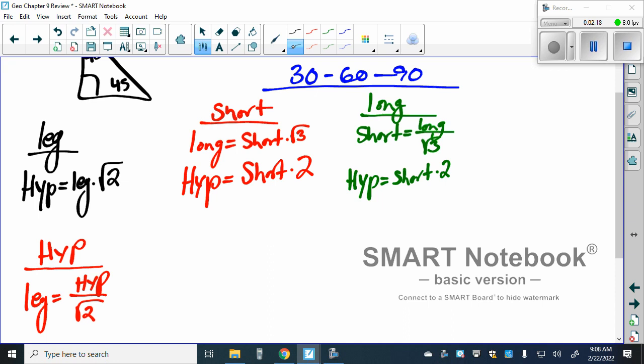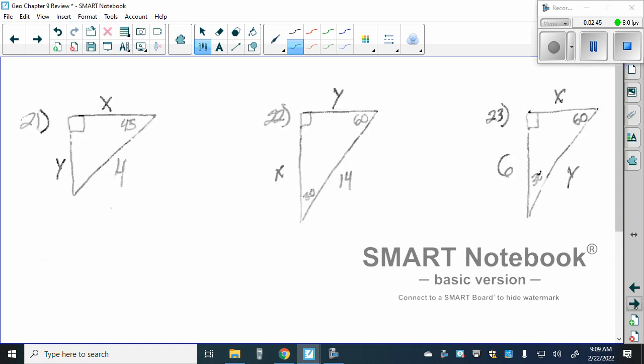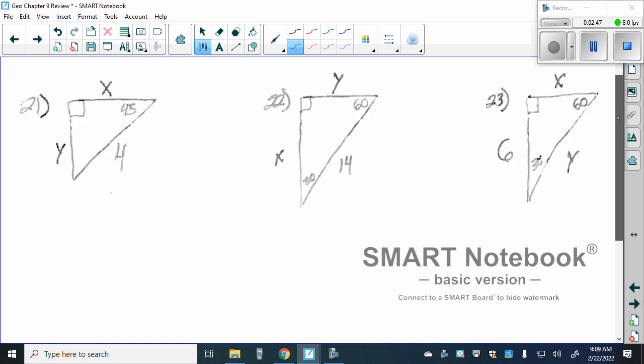And the last setup we had was if we were given the hypotenuse. Again, the first side we find is the short, which is the hypotenuse divided by 2. And to find the long, we take the short and multiply by the square root of 3. And these are kind of the shortcuts to get there. But on Friday, as we saw, we could actually use sine, cosine, and tangent and get to the answers just as well. Not so much as fast.